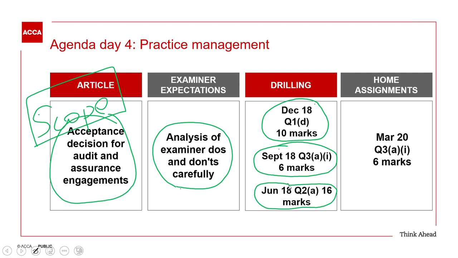Look at these 3 papers. They've come in the very recent past. September 18, then after that, December 18, and then your home assignment. Look at your home assignment, March 20. So see how regularly it has come since September 18? It came in September 18, then it came in December 18, then it came in March 20. So it's coming on a very regular basis, right?